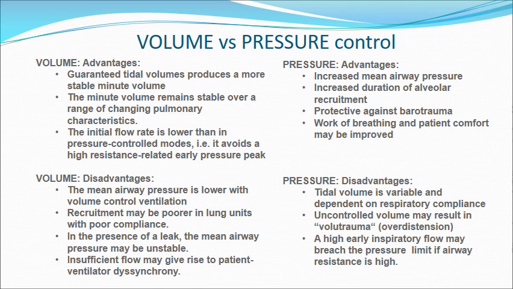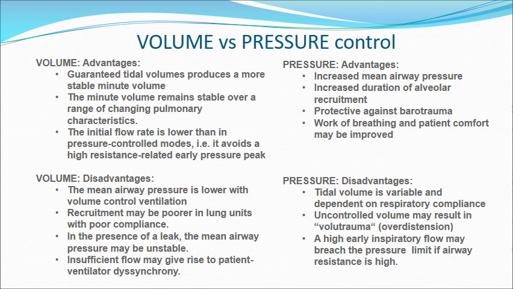The initial flow rate, well actually it's a constant flow rate, is lower than when in pressure controlled modes. It avoids that big spike in flow that we saw came from pressure control, and that can cause a high resistance reaction in the airway. So the disadvantages: the mean airway pressure is lower with volume controlled ventilation.